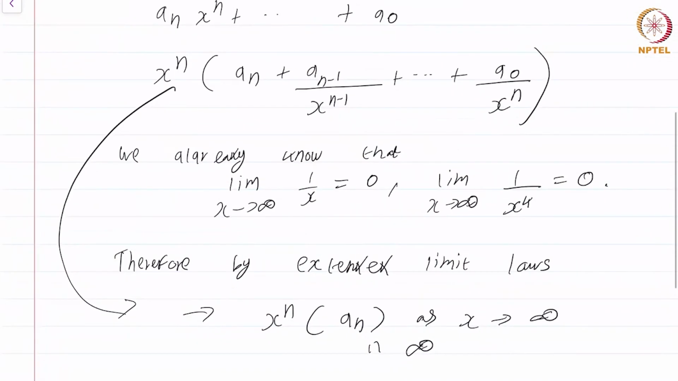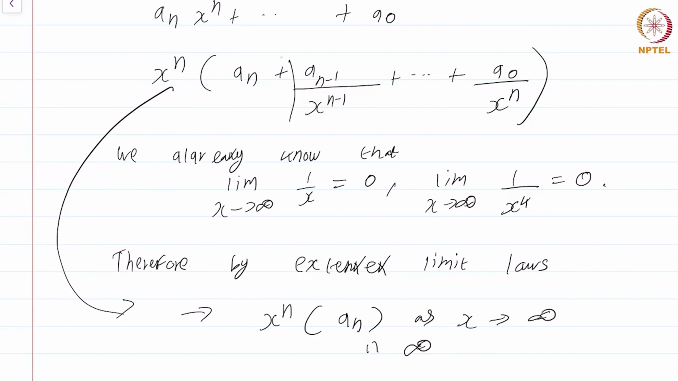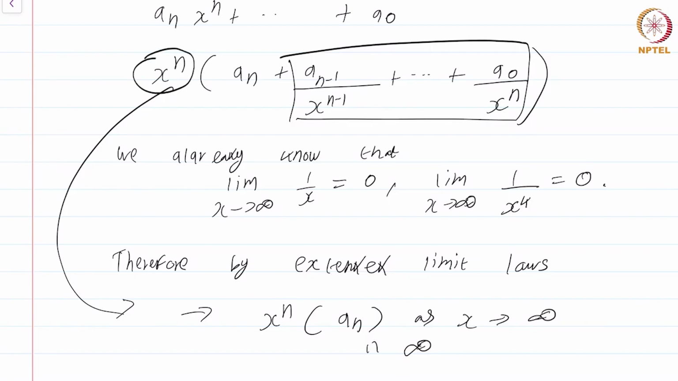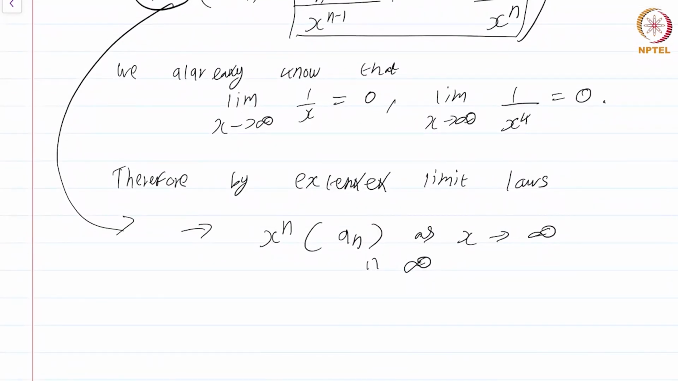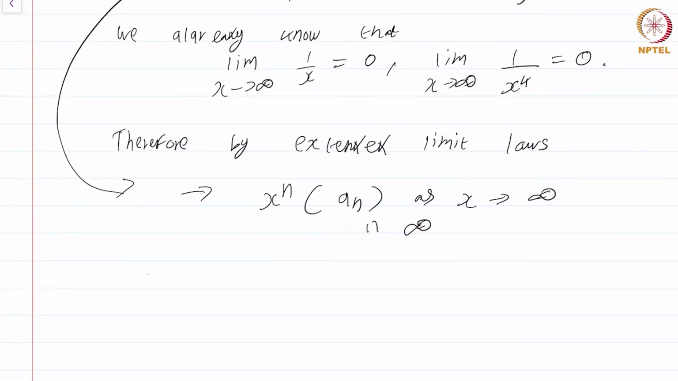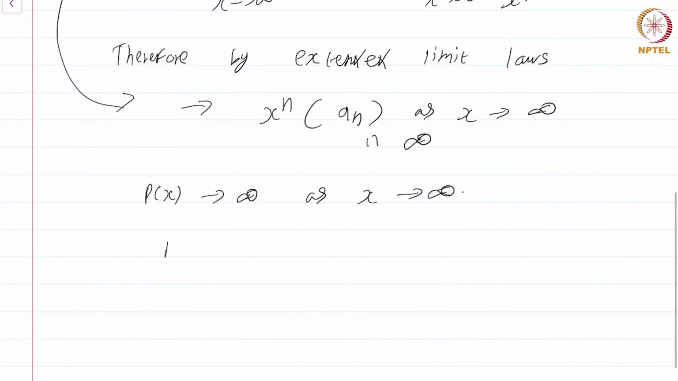Essentially what happens is all these terms become really small, and this term, the leading term x^n, dominates the entire polynomial, and as x goes to infinity, this goes to infinity. So once you solve the exercises, this proof will become rather trivial. The upshot of all this is p of x goes to infinity as x goes to infinity. Nice. Now what about p of x as x goes to minus infinity?